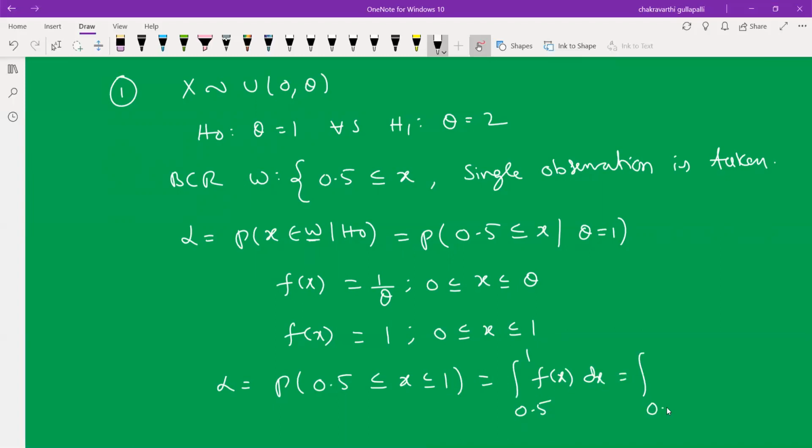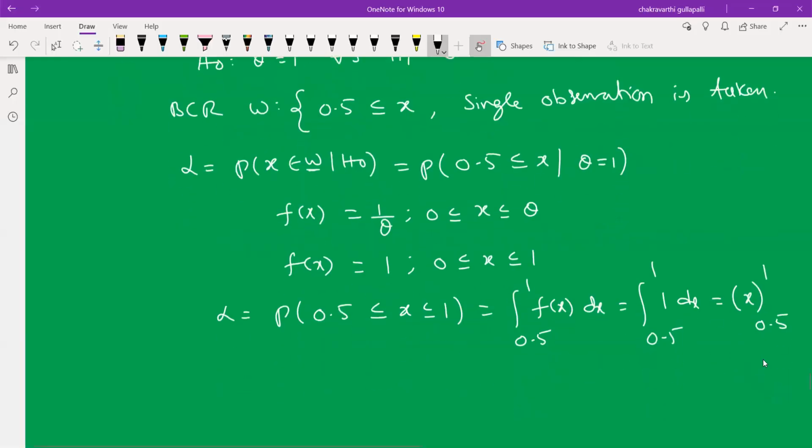So now 0.5 to 1, f of x is 1, dx. That is equal to x from 0.5 to 1. The final result is 0.5. That is the alpha value, the level of significance. 1 minus 0.5 is 0.5.